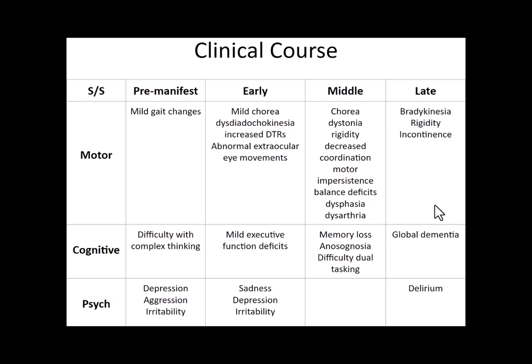In the later stages of Huntington's, it sort of starts to look a little bit like Parkinson's for the motor problems, because you develop a bradykinesia and a rigidity, and the patient might also develop incontinence. This change is due to the fact that the entire striatum, meaning both the caudate nucleus and the putamen, are becoming affected by Huntington's. Cognitively, they're going to have a global dementia, and psychiatrically, there's going to be a delirium. You should also be aware of the fact that this patient population is very prone to suicide.